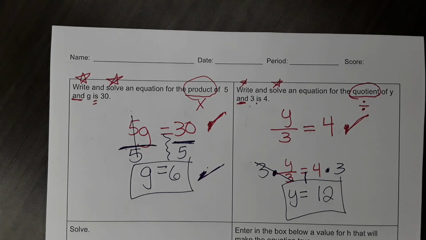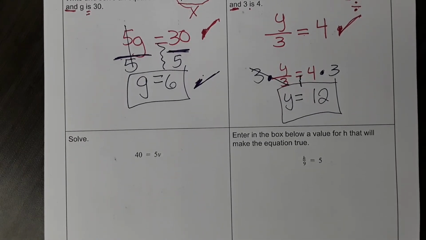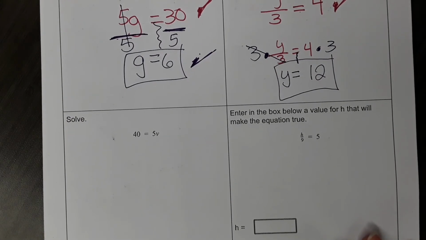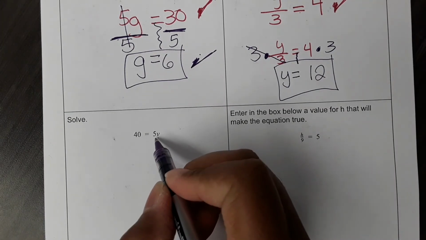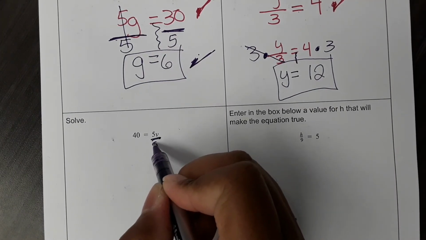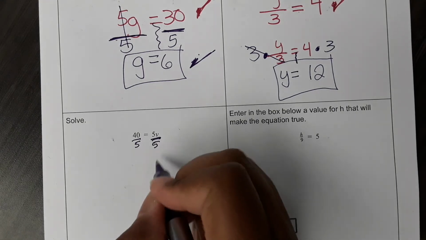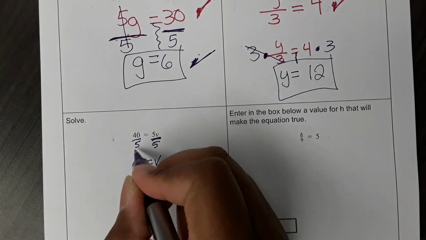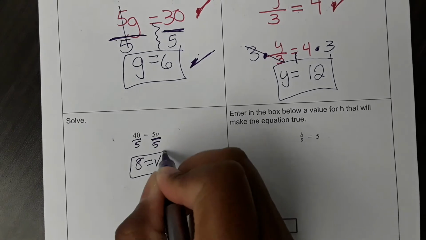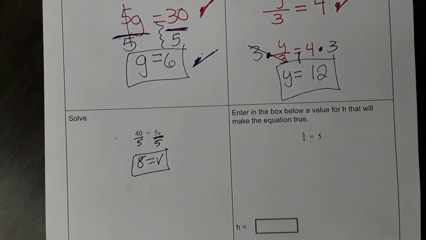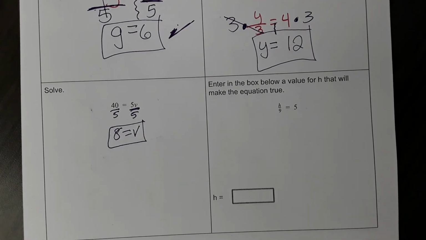And next, straight up, solve problem. We have 40 is equal to 5v. So it says 5 times v. That's what that means. So to undo it, I divide by 5. Divide by 5. Another math fact. 40 divided by 5 is 8. So v is equal to 8. And then the final one of the day.